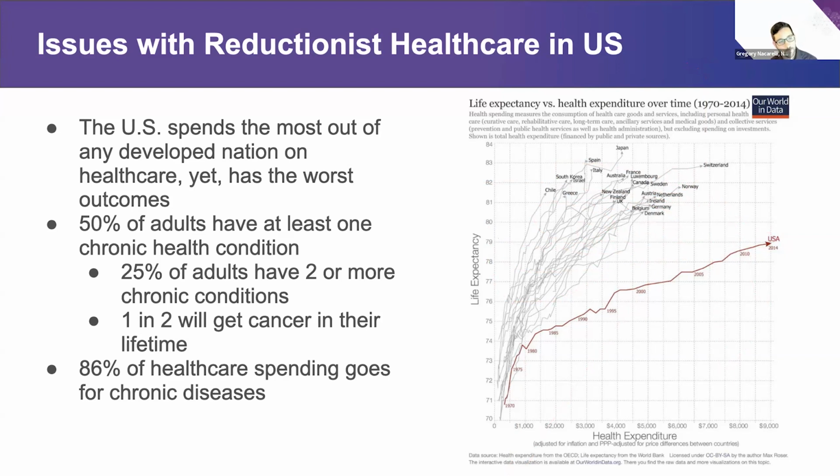So that's not good. In the United States, 50% of adults have at least one chronic health condition. 25% of adults have 2 or more chronic health conditions. 1 in 2 will get cancer in their lifetime. Alzheimer's disease is skyrocketing. You look at childhood diseases, that's also skyrocketing. Autism rates are increasing. And 86% of healthcare spending goes towards chronic diseases. So there's something that needs to be looked at in terms of we're spending so much on chronic diseases, yet it's just going up.